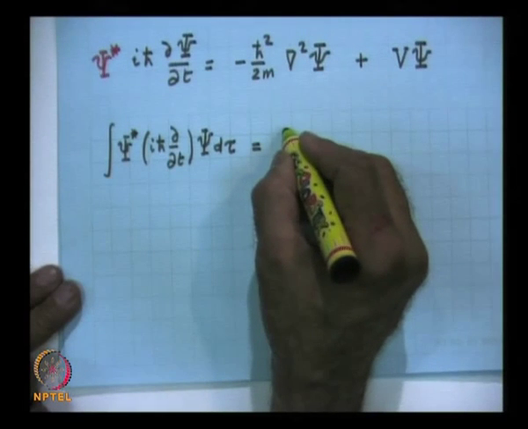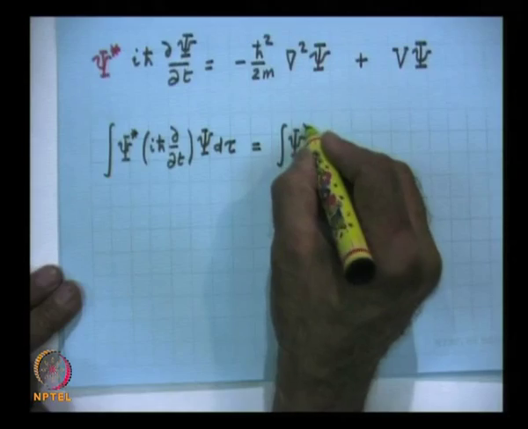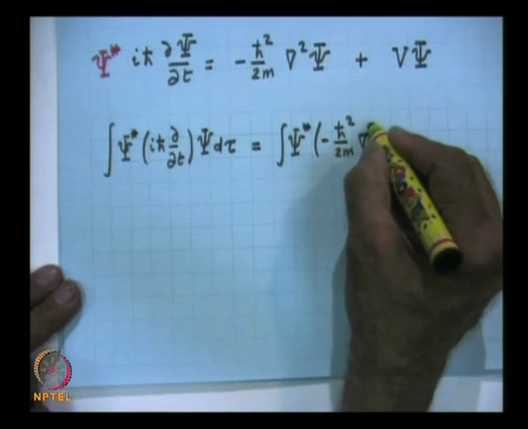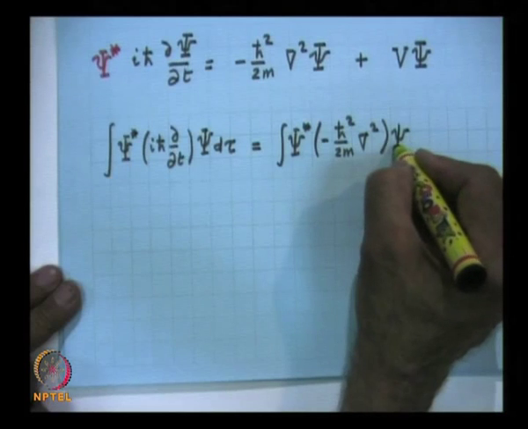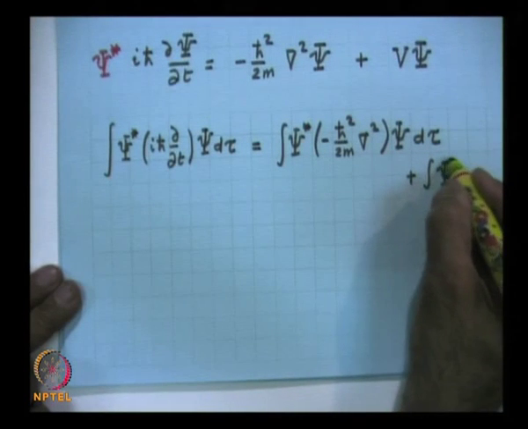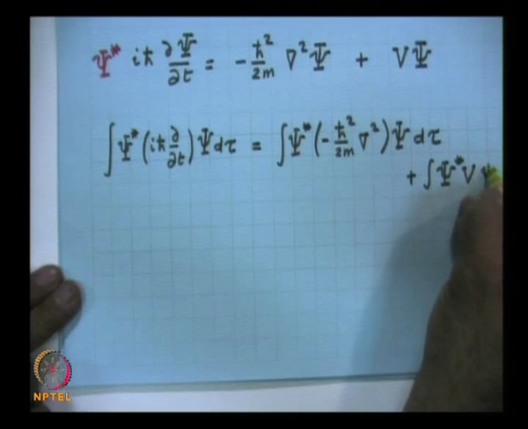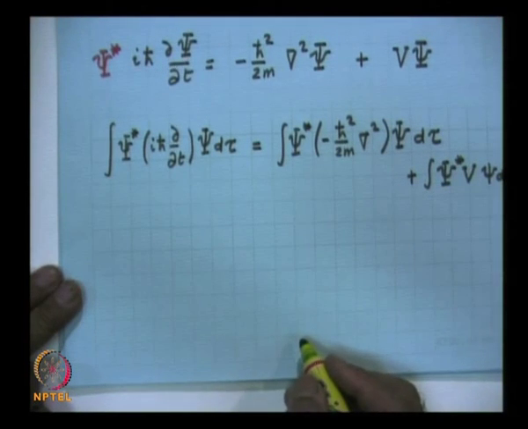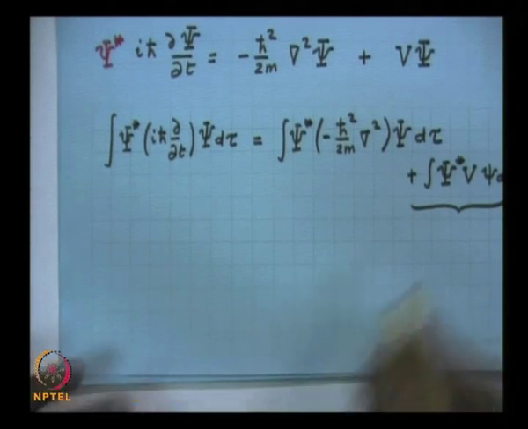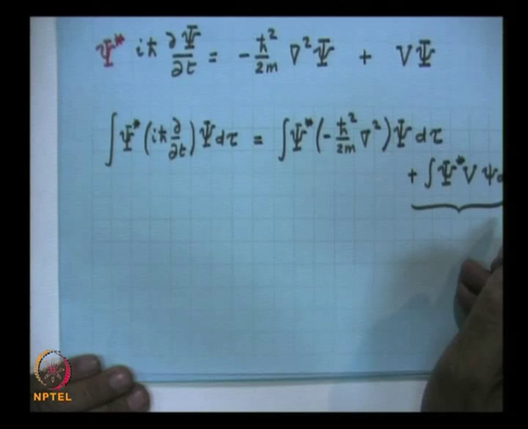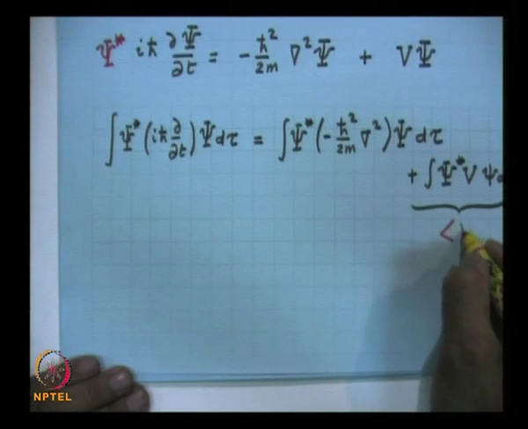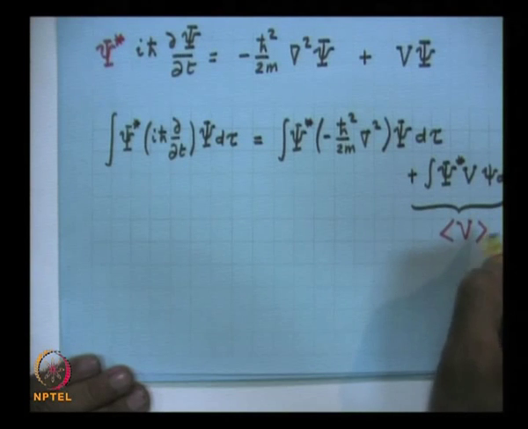Then we will have psi star multiplied by minus h cross square by 2 m del square psi d tau, plus psi star V psi. Now, the last term is just the potential energy function multiplied by the probability density function integrated over the entire space. So, this quantity is the expectation value of the potential energy.